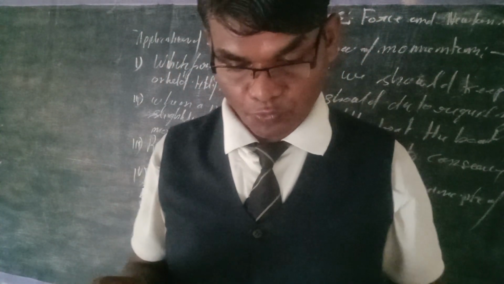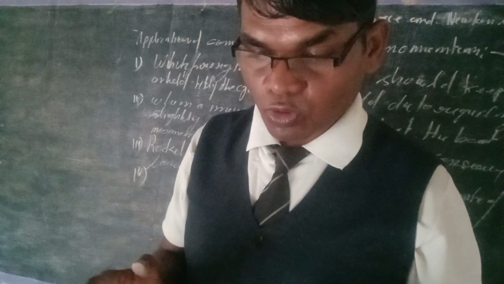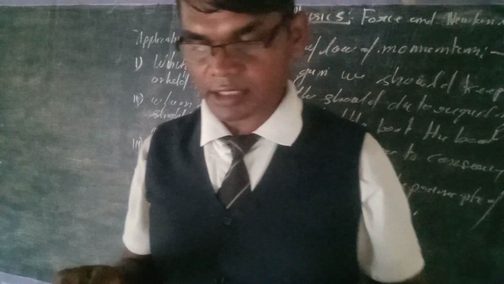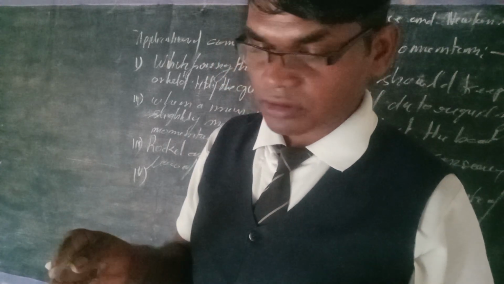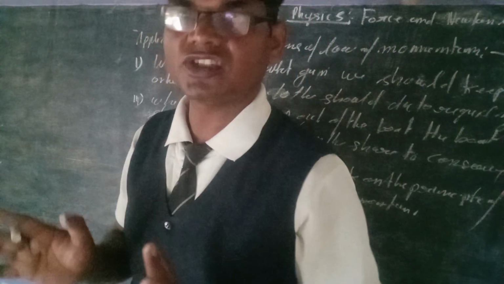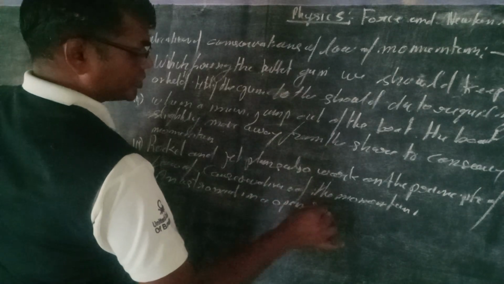The fourth example is an astronaut in open space. Suppose an astronaut in open space wants to return to his spaceship. He throws some object in the direction opposite to the direction of motion of the spaceship, so that he can reach the spacecraft easily. So the fourth example is an astronaut in open space.